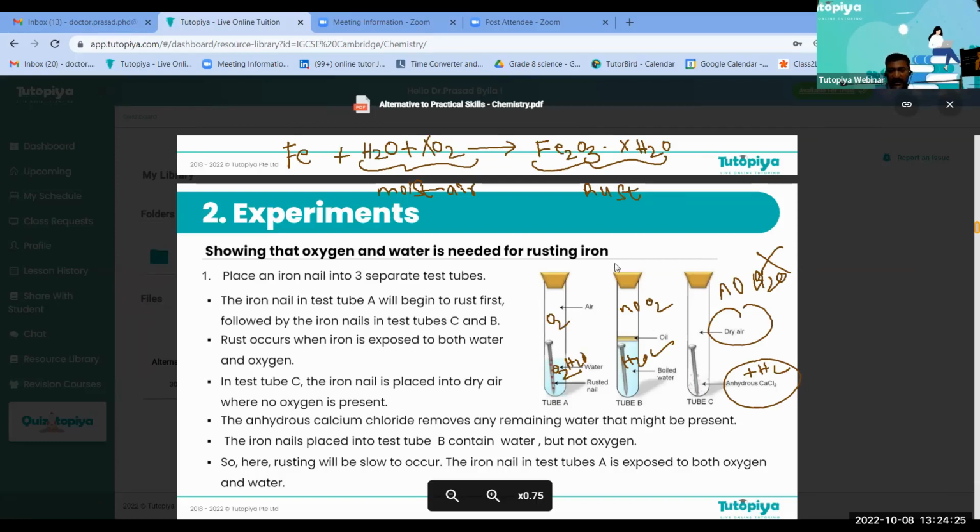Now, can you tell me in which test tube you have rust, in A or B or C? In which test tube you find rusting? Come on, I think you might be knowing. It's so easy. A. Yeah, good. A. Other people also, Emilia, Jeremiah, please respond.